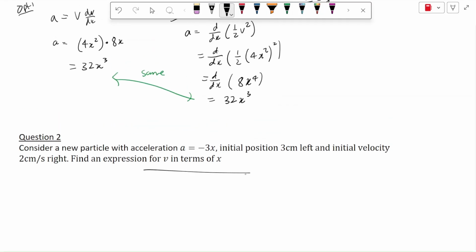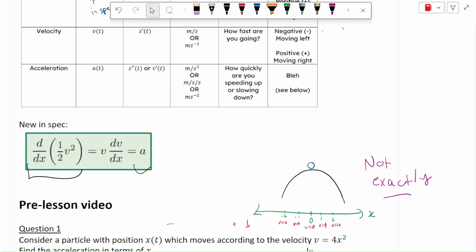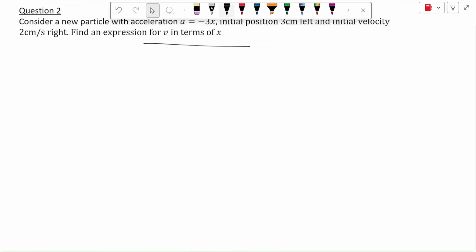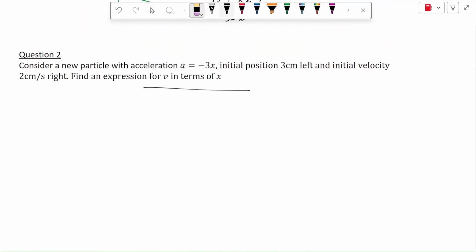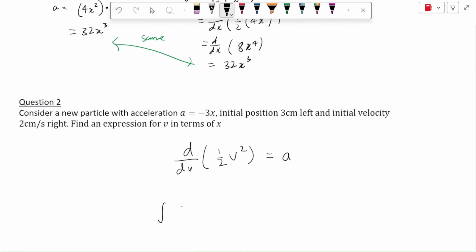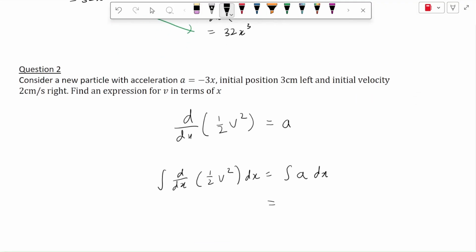So we want an expression for velocity in terms of x, and we absolutely can get that. It's probably easier to use the outside equation here, so that one and that one. We're going to start with d/dx of a half v squared is acceleration. So that's just the outside two bits of that equation. So we can integrate both sides: d/dx of half v squared, and the integral of acceleration. We'll put in what acceleration actually was, minus 3x.